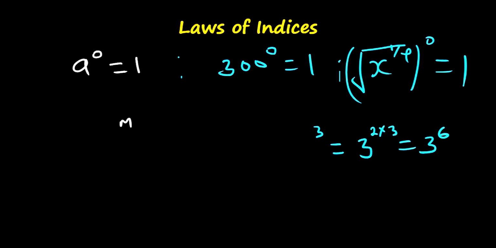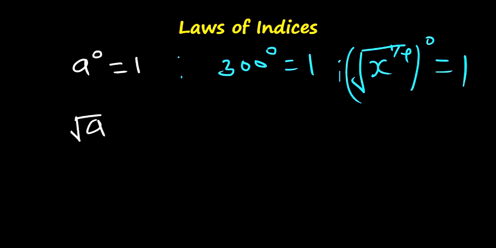Then there are others that have to do with the radicals. For example, if you have a number a under the square root sign, that is the same as having a raised to power half. So that means you are just obtaining the root of that particular number.